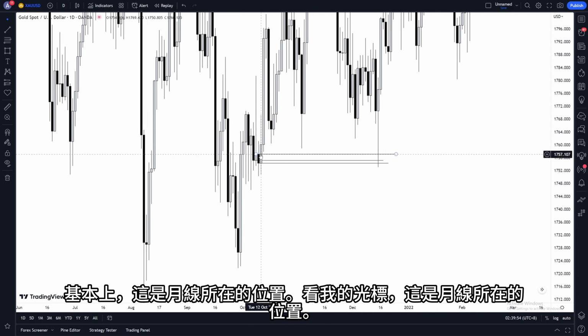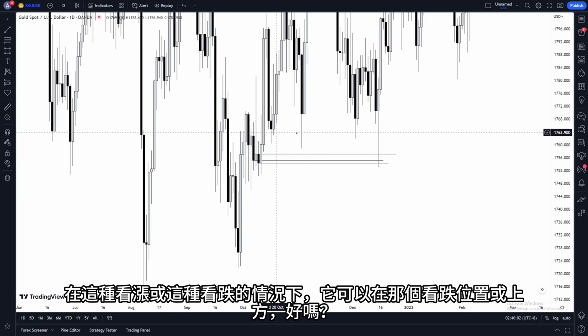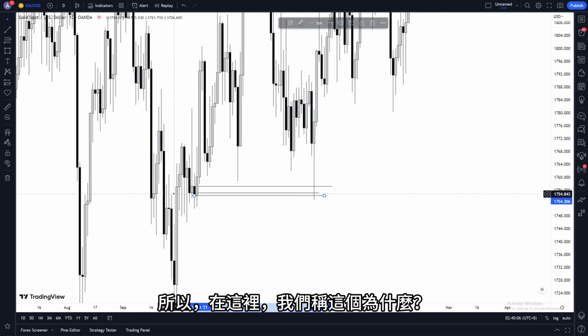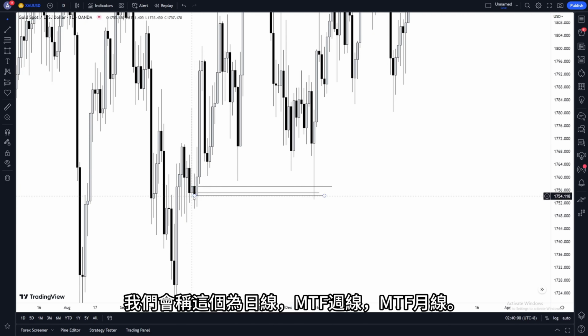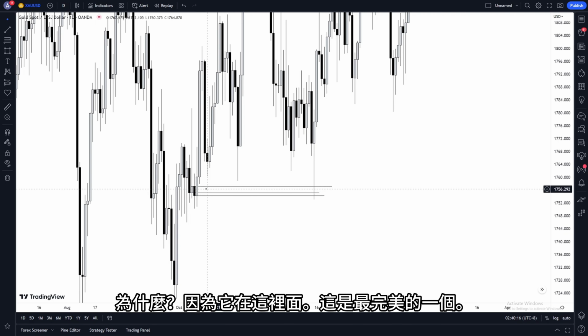But you see, this is where the monthly was. Look at my cursor. This is where the monthly was. So your MTF can be at that or below in this case of a bullish. Or if it's bearish, it can be at that or above. Okay, so here, what do we call this? We will be calling this daily, MTF weekly, MTF monthly. Why? Because it's inside this. This is the most perfect one. Daily, MTF weekly, MTF monthly.